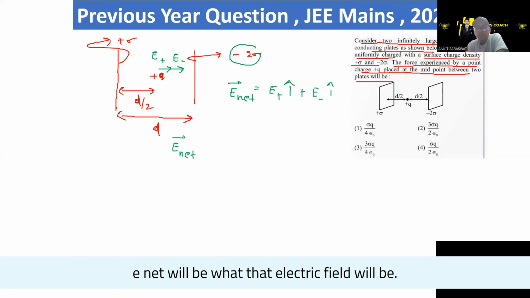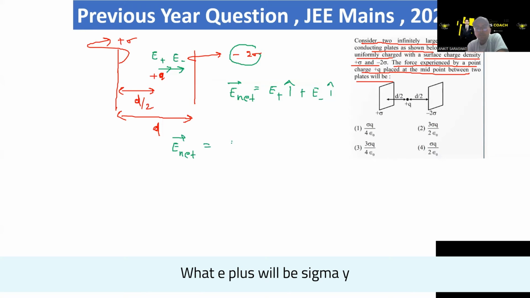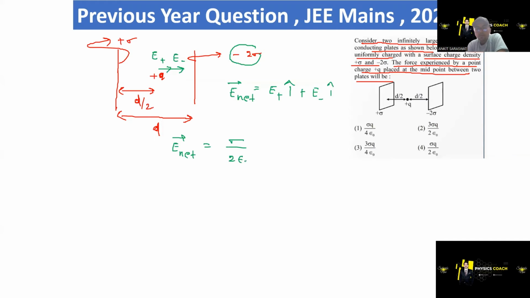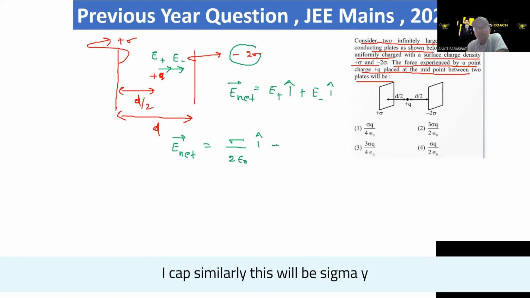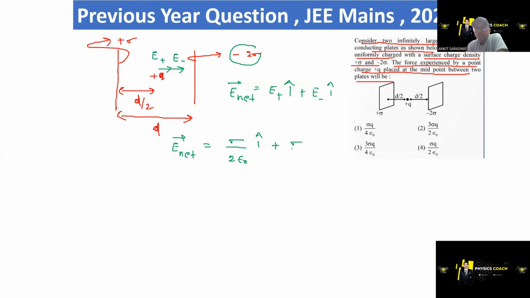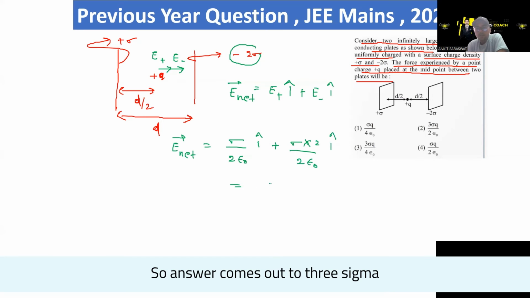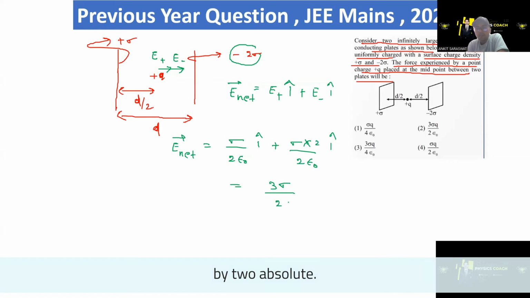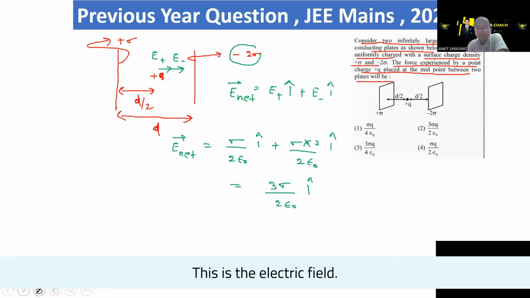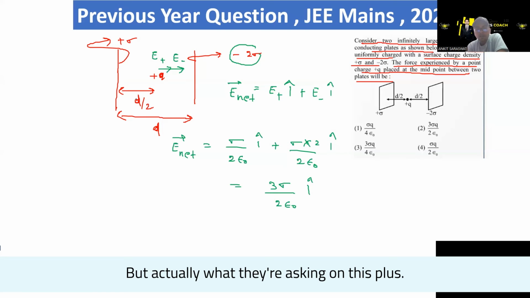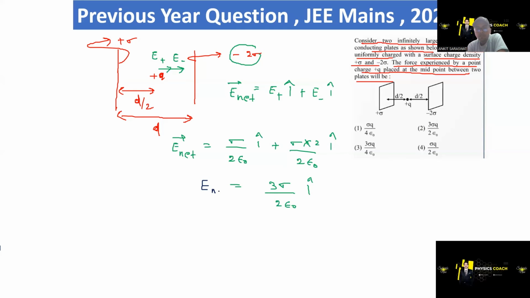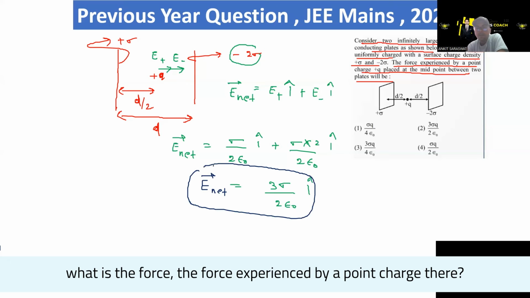So what will the net electric field be? E plus will be sigma by 2 epsilon naught i cap. Similarly, this will be 2 sigma by 2 epsilon naught i cap. So the answer comes out to be 3 sigma by 2 epsilon naught. This is the net electric field. But actually what they're asking is, on this plus q, how much field is going to act? This much. But in this question they are asking what is the force? The force experienced by a point charge.